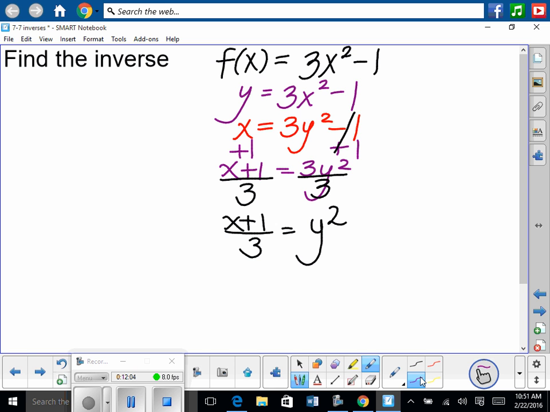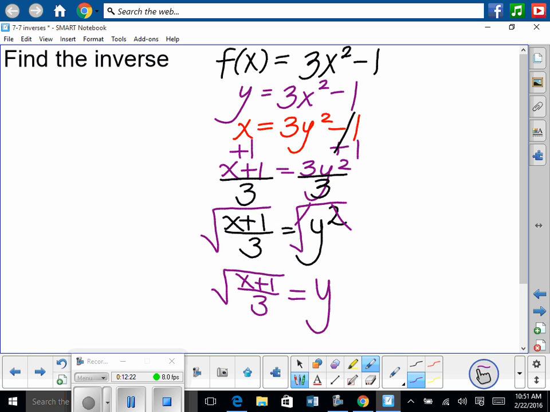What's the inverse of a square? Square root. Good. So we can square root as long as we do it to both sides of the equation. On the left, I have the square root of x plus 1 all over 3, is equal to, square root and square cancel out, until we have a y. Isn't y alone? So that's our inverse. f inverse of x is equal to the square root of x plus 1 all over 3.